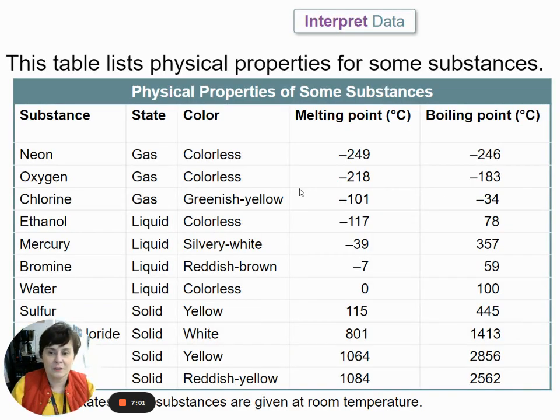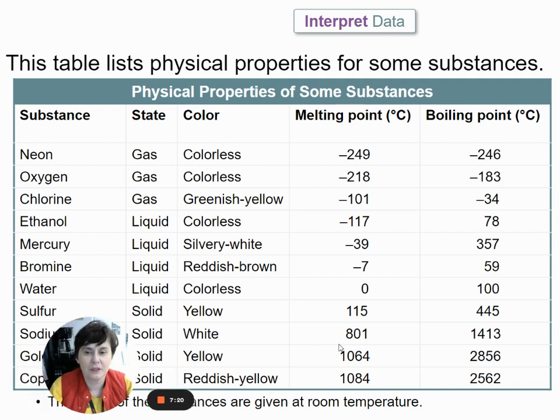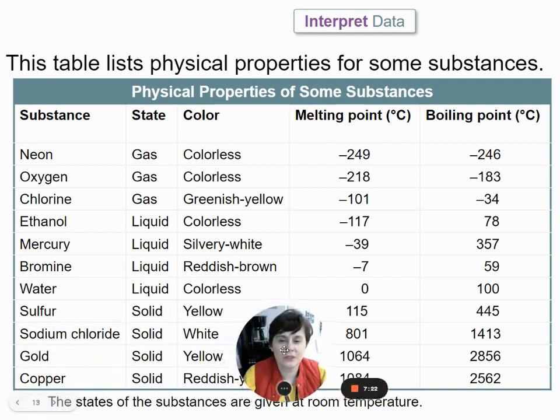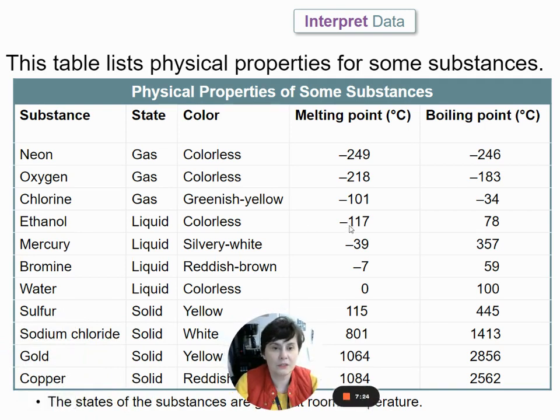In this case, you wanted to distinguish oxygen from neon. They're both colorless gases, but neon has a much lower boiling point and melting point. They're both really cold, so really low. So you expect those to both be gases at room temperature. Let me pop over here in the middle. I'm going to distinguish water from ethanol, which have different melting and boiling points.